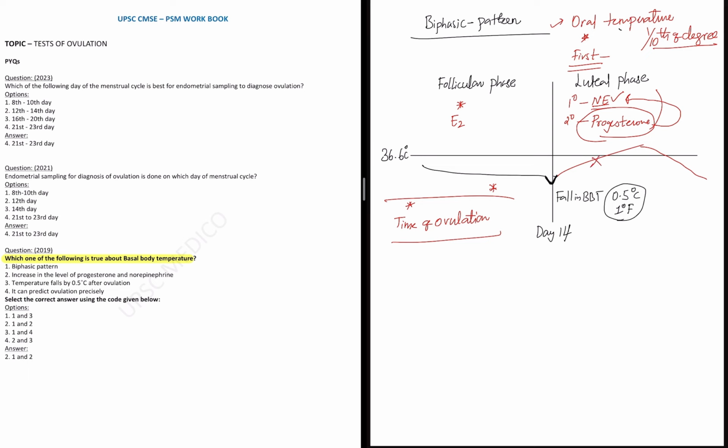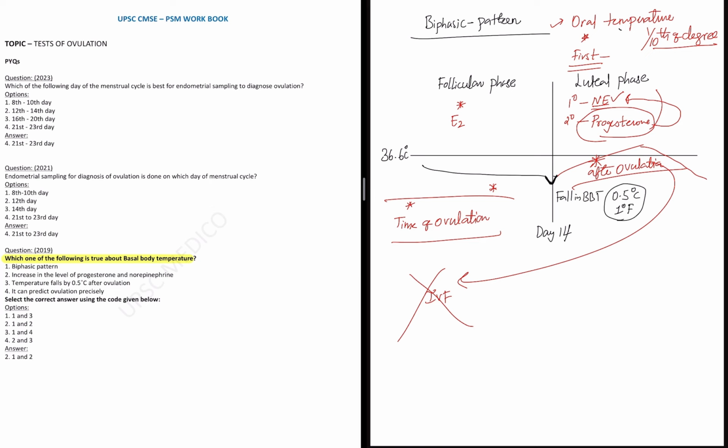The changes happen only after ovulation. So if you know ovulation only after it has occurred, you cannot plan any infertility treatment or IVF treatment. So basal body temperature is not suitable for IVF methods, in vitro fertilization. It is only a retrospective way of diagnosis.